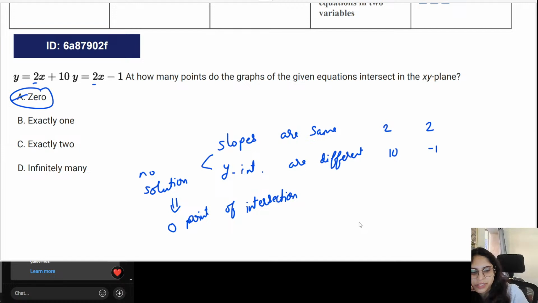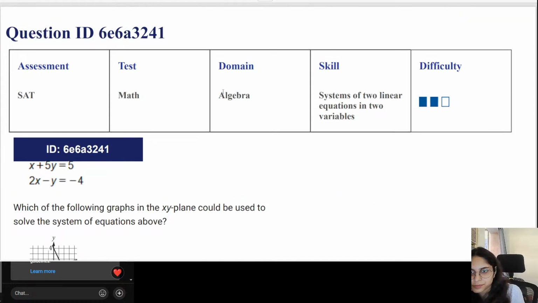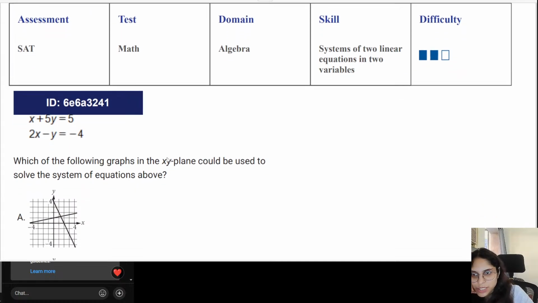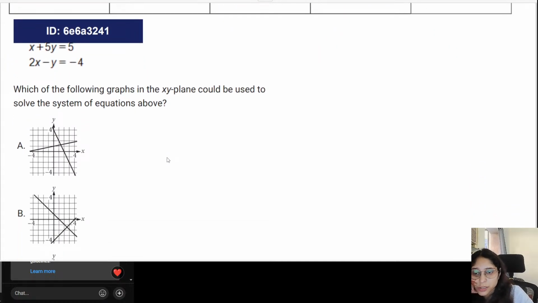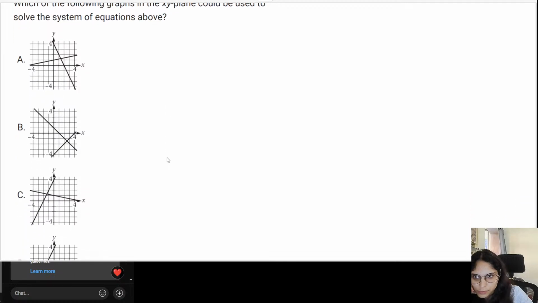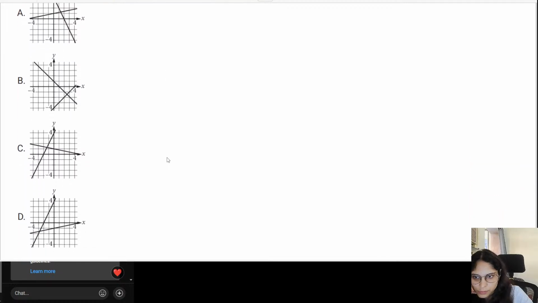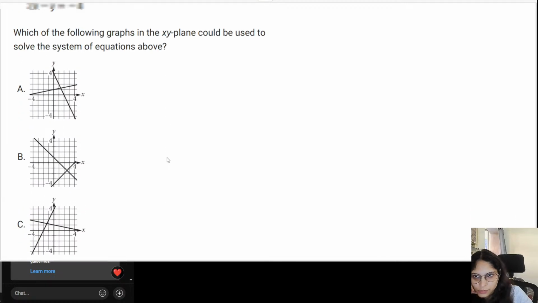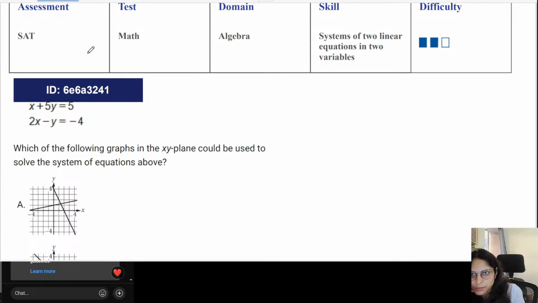Next is question number 15. X plus 5y is equal to 5. 2x minus y equals negative 4. Which could be the graph? You can use Desmos for this one.